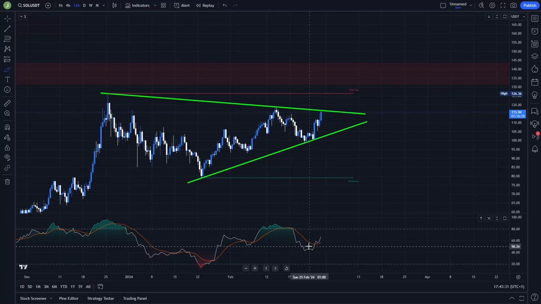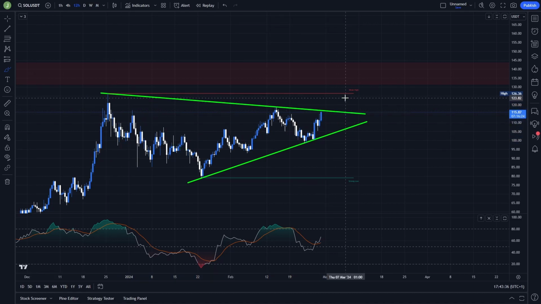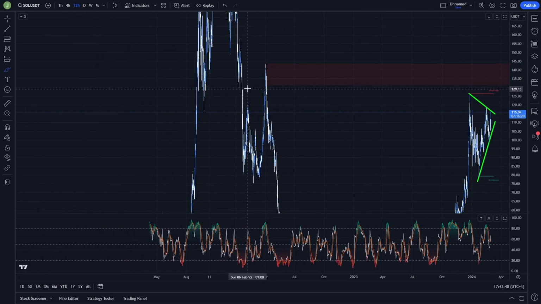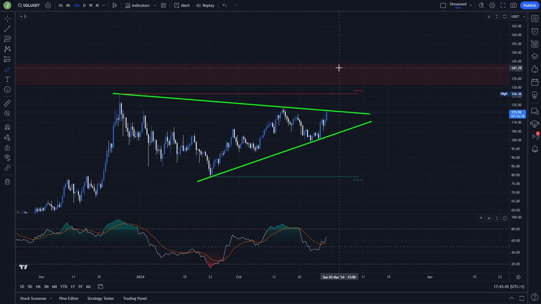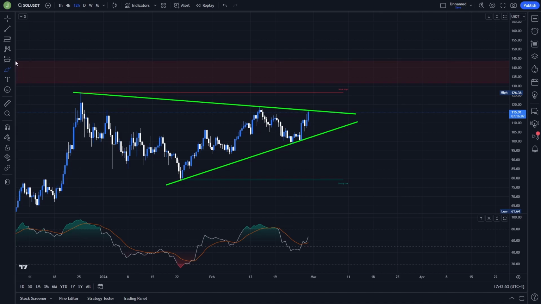Let's start today on the 12-hour chart. You can see that right now we are forming this ascending triangle. Another important thing that I'm currently watching is this bearish order block on the 12-hour chart, which is between levels 143 and 131. So this is the main important resistance that we will be using in our trading setup.